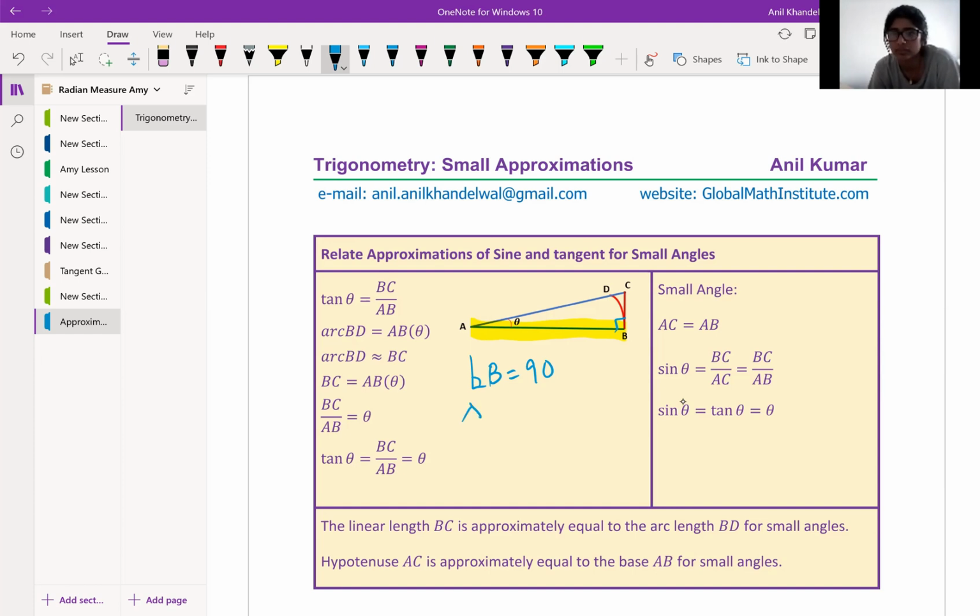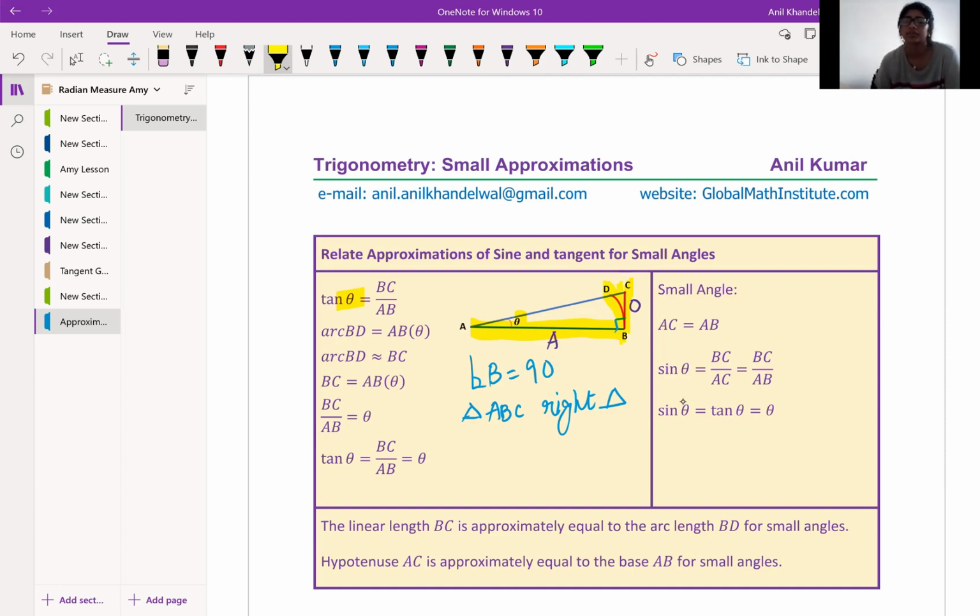So my triangle ABC is a right angle triangle. In that right angle triangle, what is tan theta equal to? If this theta is a very small angle, then tan theta is the ratio of the opposite side to the adjacent, and clearly it is BC over AB. Now, if the angle is very small, then this arc, which I have shown in red color, BD, will be the same as BC, because if the angle is very small, then they will overlap.